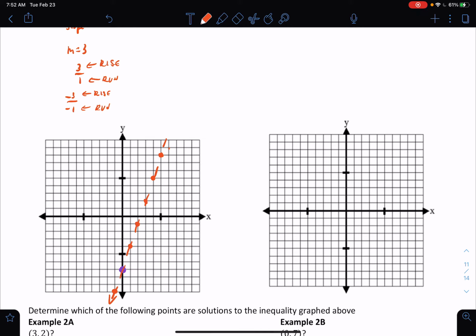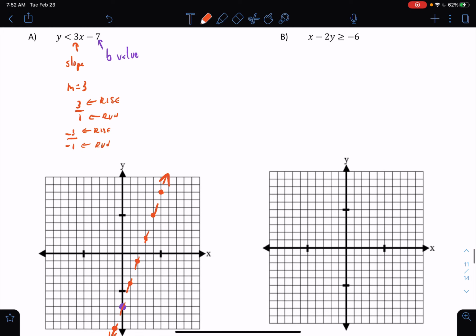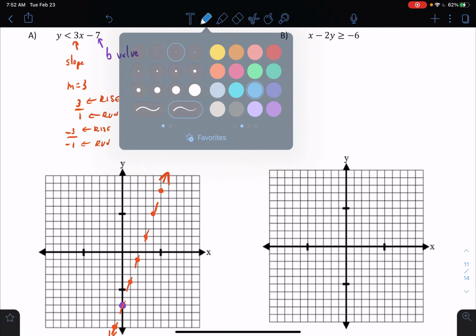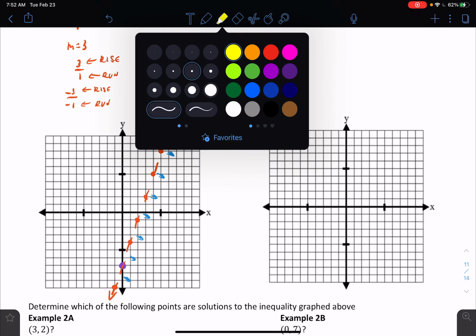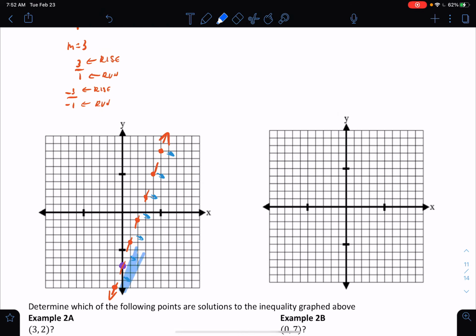Still put my arrows on it. So y is less than 3x minus 7. And because it's less than, I'm going to shade below the line. I'm going to shade below the line. So anything that's in the shaded region is going to be a solution.